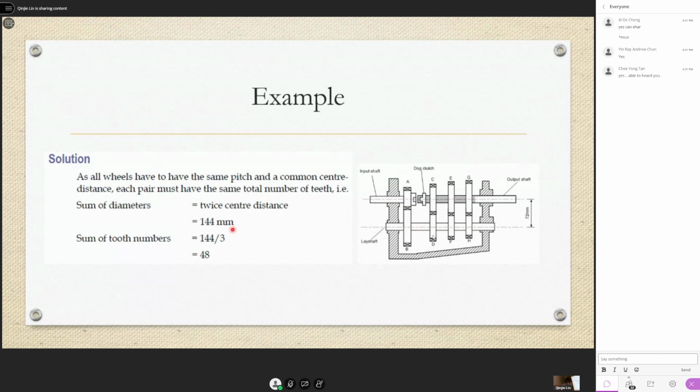So the sum of diameters for each pair, so this is one pair, like C and D is one pair, E and F is one pair. So each pair must have the same total number of teeth. So we can just analyze one pair and then it will be the same for the others also. Okay, so the sum of diameters equals twice the center distance.